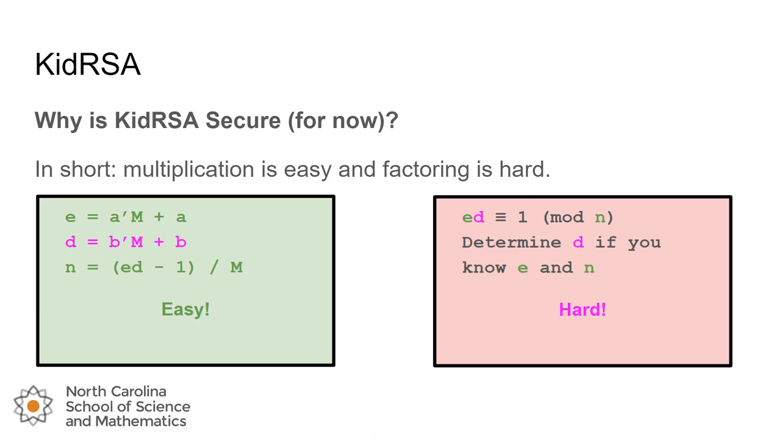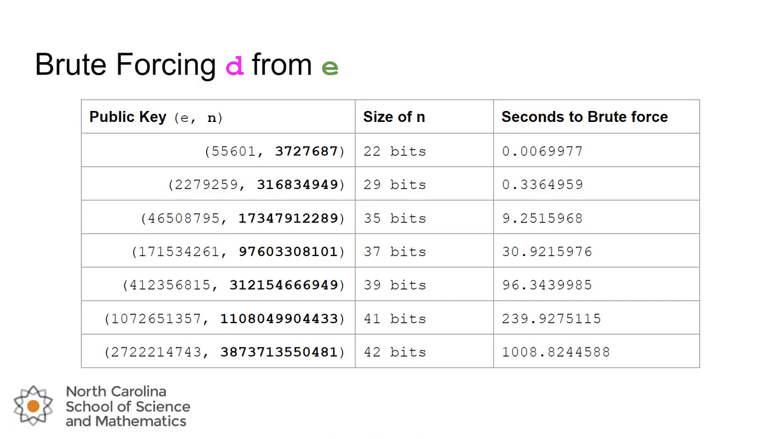It's easy to go one way. It's easy to encrypt messages, multiplication. It's easy to generate keys, multiplication. But it's really hard to take the public key and get the private key because the reverse operation is very challenging. So multiplication easy, factoring hard. And we can see that brute forcing is actually pretty good. We can actually crack this as a technique for a little while until the values of n get too big.